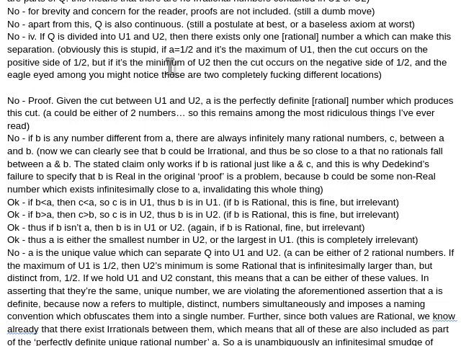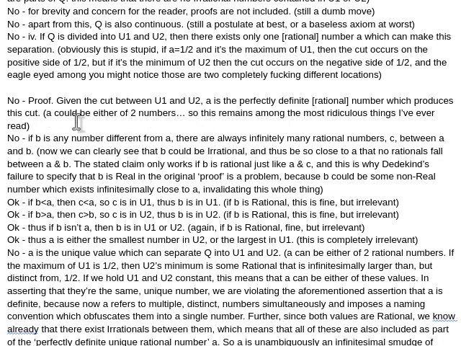Okay, so obviously this is stupid. If A is 1/2, and that's the maximum of U1, then the cut occurs on the positive side of 1/2. But if it's the minimum of U2, then the cut occurs on the negative side of 1/2. And the eagle-eyed among you might notice, those are two completely different things. They're different sides of a value. Those are different from each other. Notice that Dedekind is building up an argument that pushes all of those values together. This is going to become important, and I've talked about this in the past, but it's actually built into the way Dedekind is doing this.